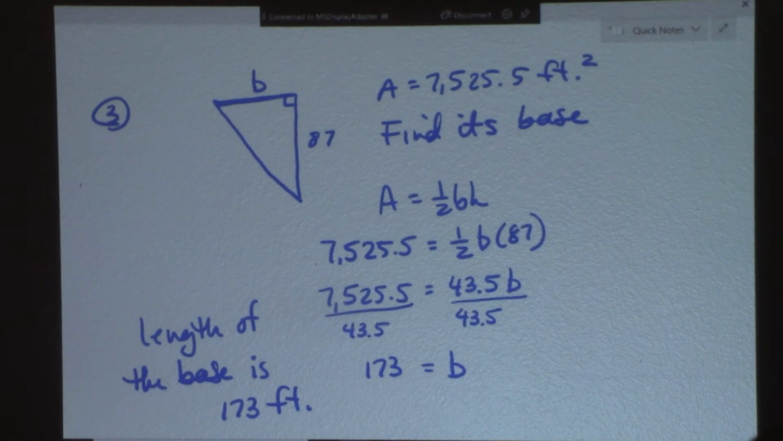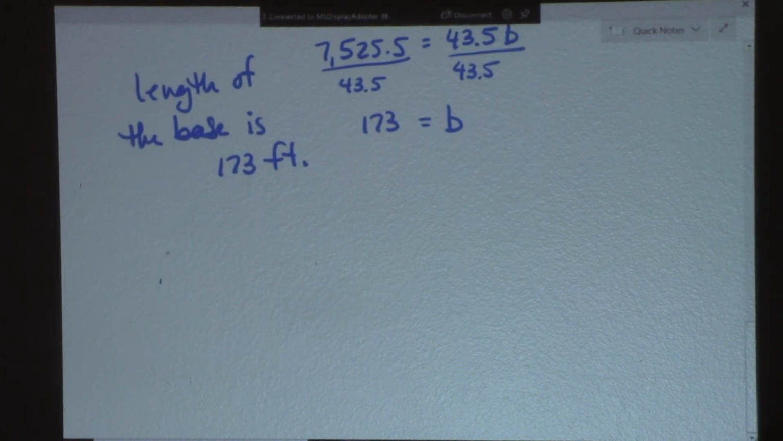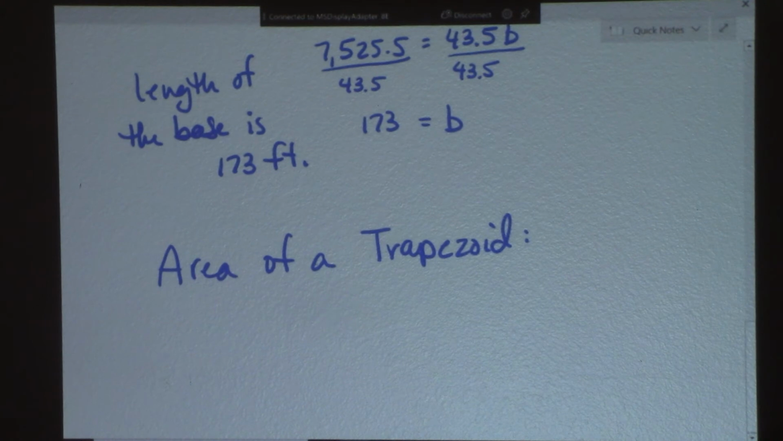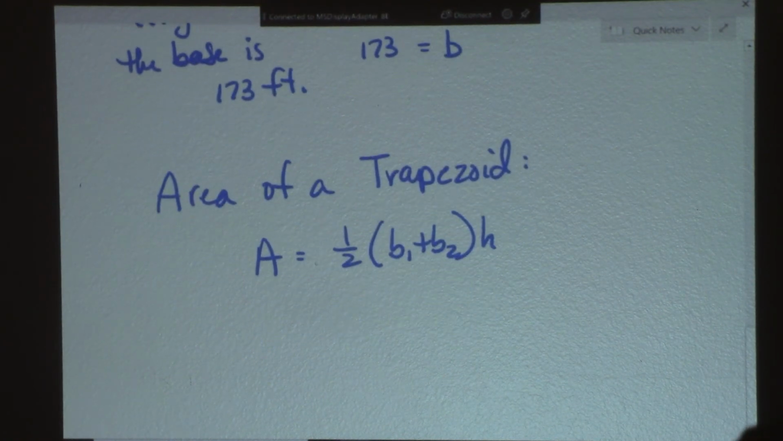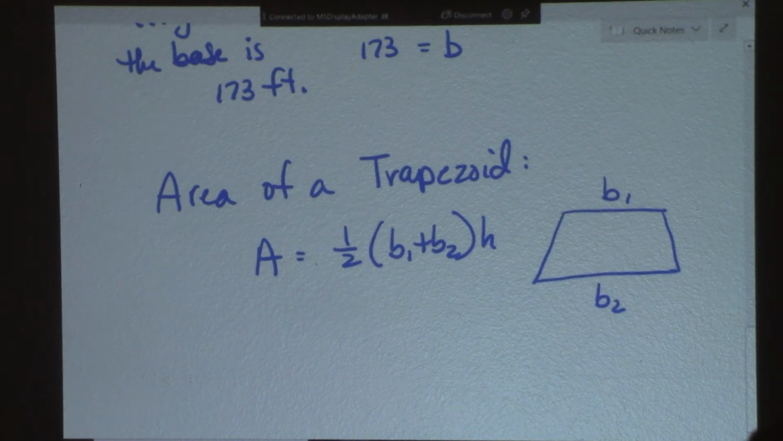All right, now that's what we're going to learn about triangles. Now we're going to move on to trapezoids. So here's a formula. The area of a trapezoid looks like this. A equals 1/2 times B1 plus B2 times H. Now what that means is a trapezoid typically looks like this. So we have B1 and B2 here.